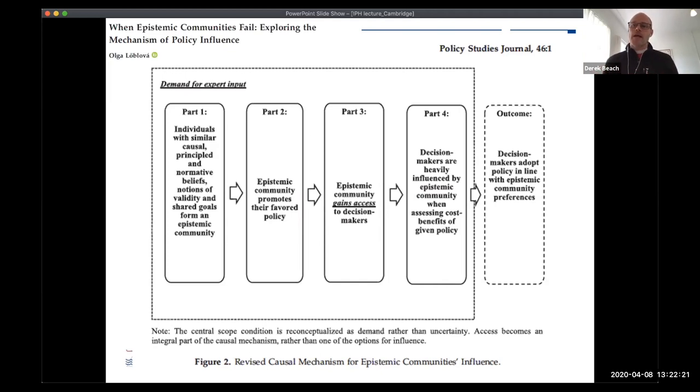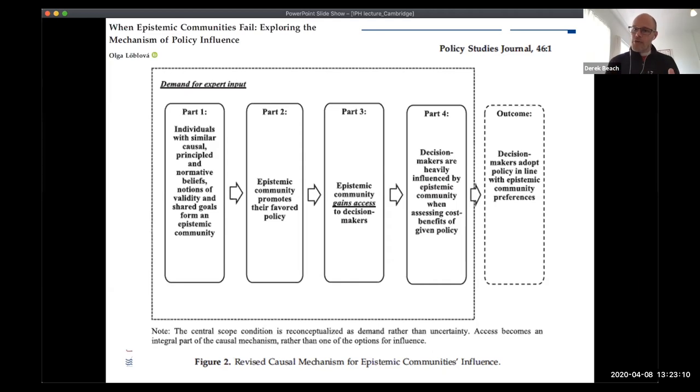And so her idea was, well, as a first cut, and this is a first cut, would be exploring, is there any evidence suggesting that maybe it's through some kind of actually getting in the room kind of process? So here she has her part one, which actually I think is the cause, is you have an epistemic community that wants something, has a set of goals based upon its beliefs, as you know, health policy experts. Then we have a part two. They are promoting their favored policy, but in particular, the activity that's interesting is they're gaining access to decision makers. So they're actually gaining access in the form of getting hired and getting embedded in different ministries.